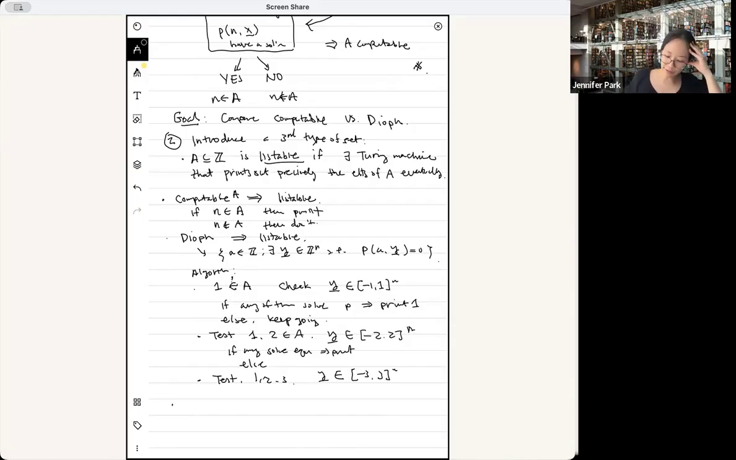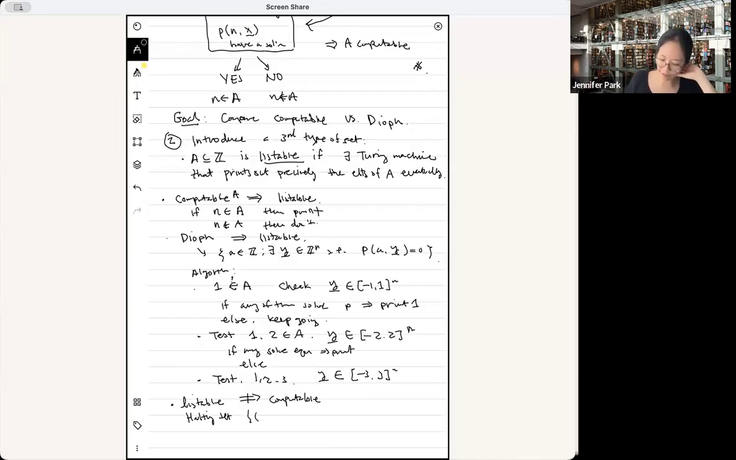Also I know that listable does not imply computable. That means there are listable sets that are definitely not computable. Why does listable not imply computable? Well, we're going to come back to the fundamental problem with the Turing machine. Remember that there is this halting set. Recall the halting problem.